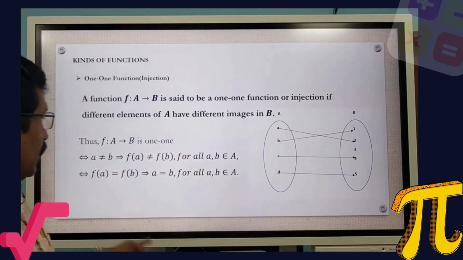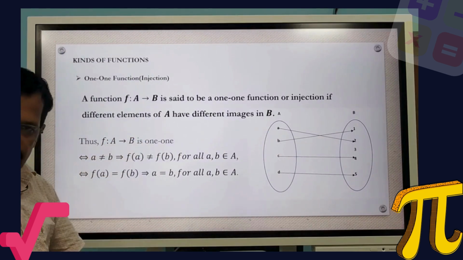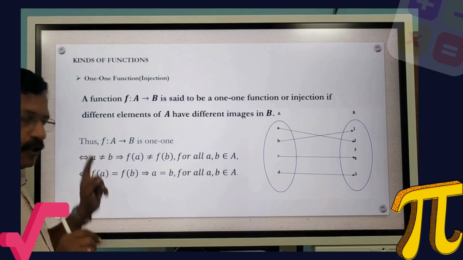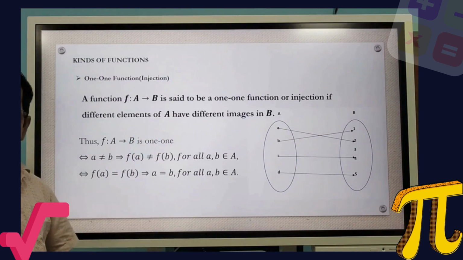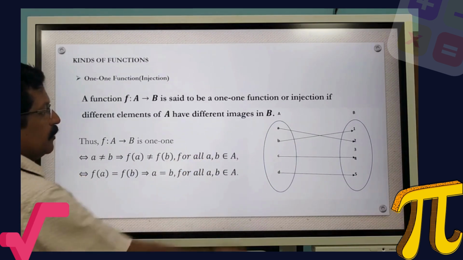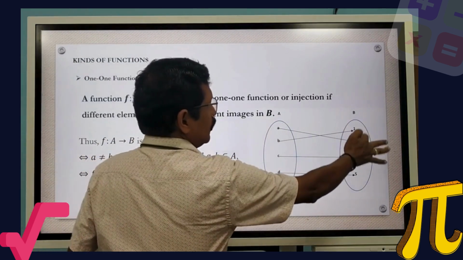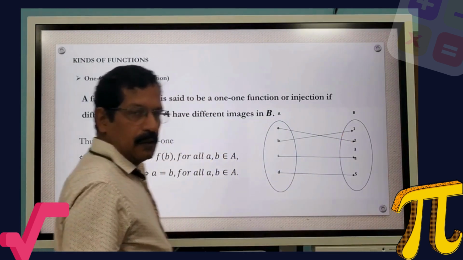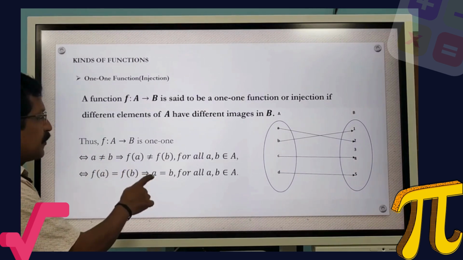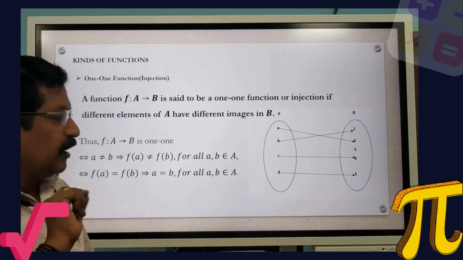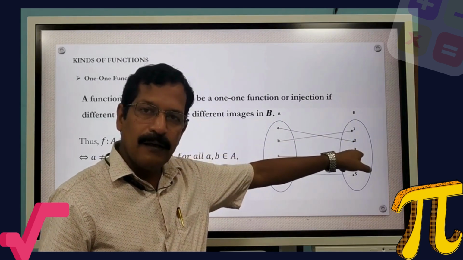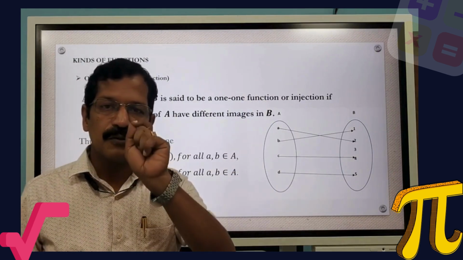So the conditions for one-one function: f from A to B is a one-one function or injection if and only if a not equal to b implies f(a) is not equal to f(b) for all a, b elements of A. That is, if these two elements are not equal, these two images should be not equal. Said other way, f(a) equal to f(b) implies a is equal to b for all a, b elements of the set A. It means that if the two images are equal, definitely the pre-images also should be equal.